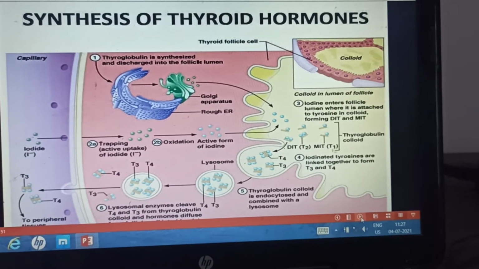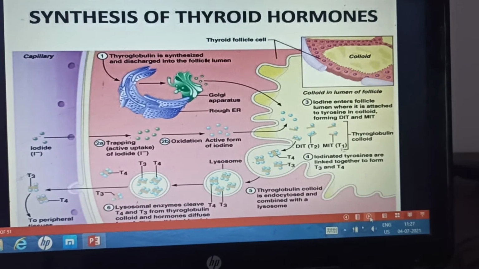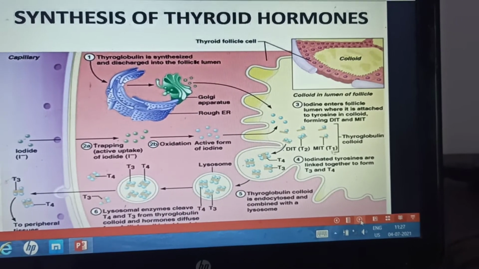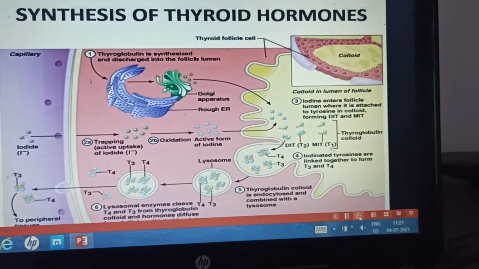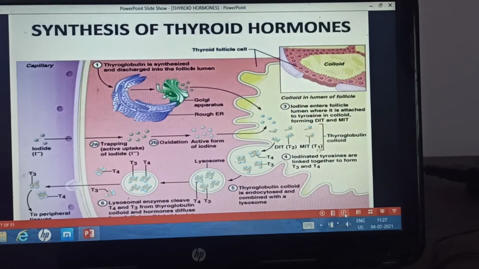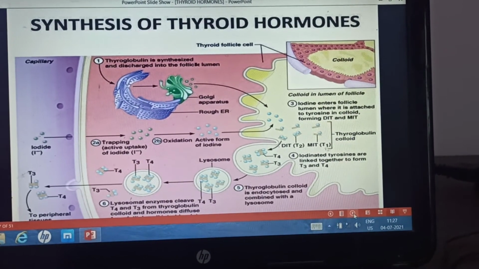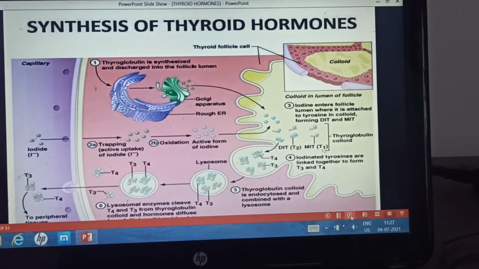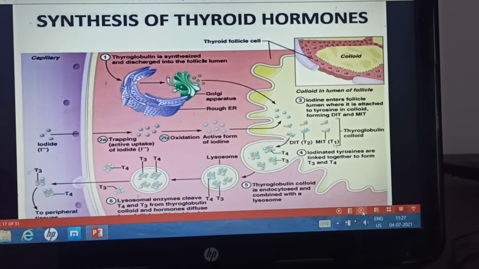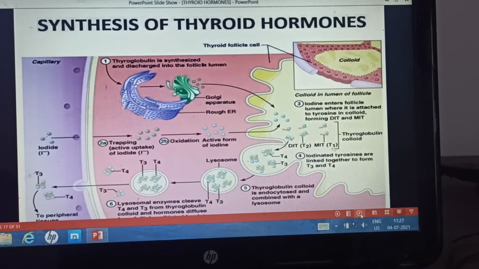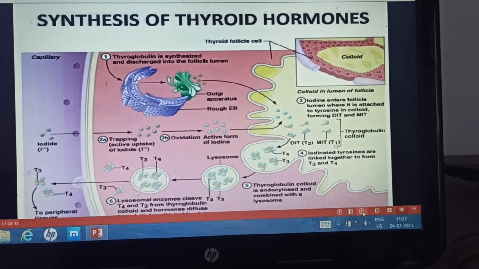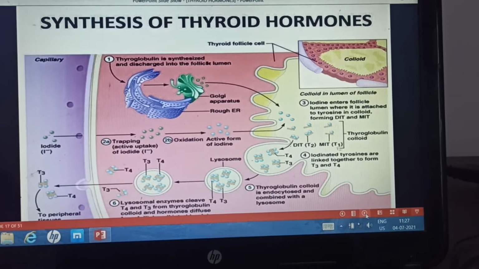Then after oxidation and iodination, the final step is the coupling of the MIT and DIT. So the iodinated tyrosine residues, that is MIT, monoiodotyrosine, and DIT, diiodotyrosine, are coupled to form T3 and T4. Two molecules of DIT coupled to form T4, and one molecule of DIT and one molecule of MIT coupled to form T3. So they are all coupled together and they remain in the bound form in the colloid of the thyroid follicle, linked with the thyroglobulin molecule.